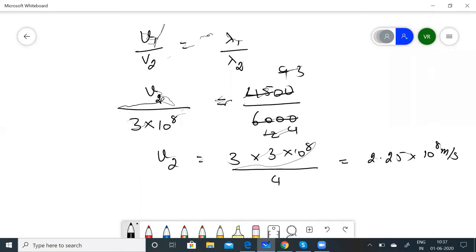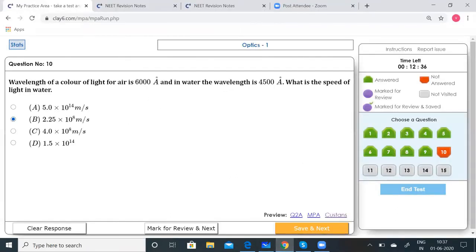So let's see which option is correct. 2.24, option B is correct. Save that, go to the next.